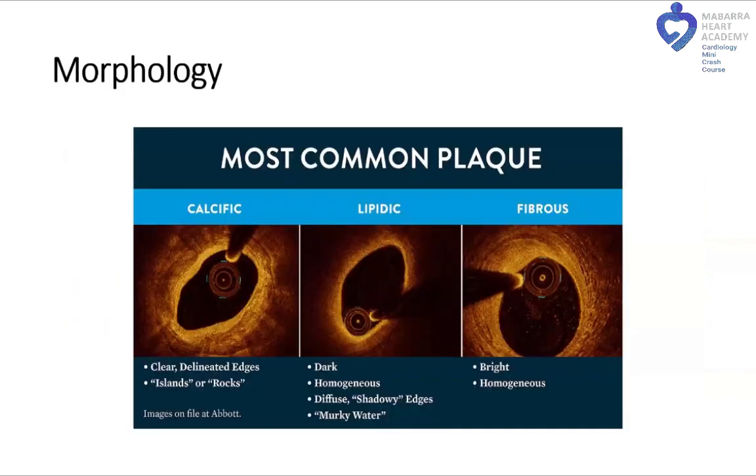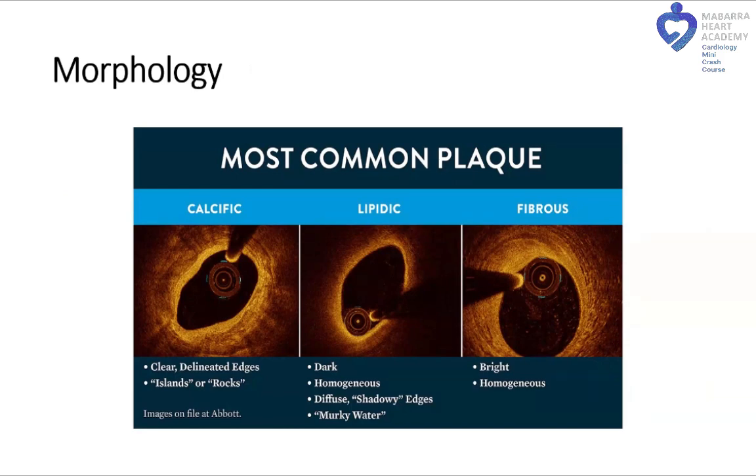So in terms of morphology, what are the most common morphologic plaque appearances that you see on OCT? So there is calcific, lipidic, and fibrous. Calcific on the far left-hand side, you can see that calcium is very well delineated and very well demarcated. You can actually draw it, and you can identify the borders.